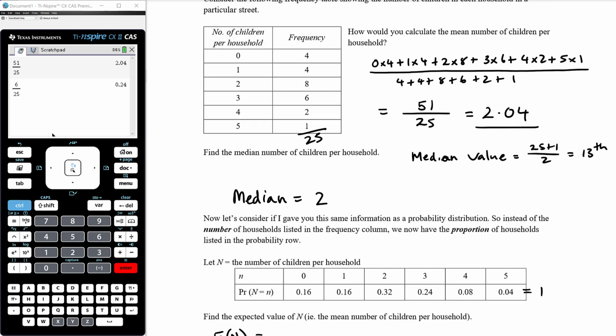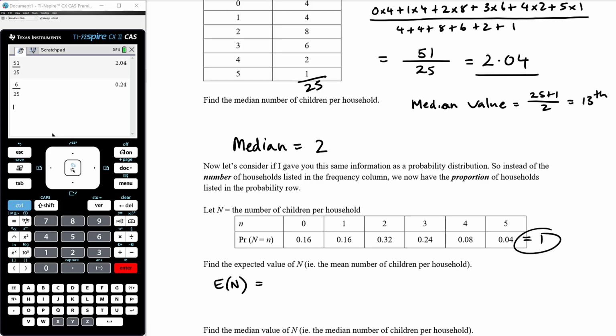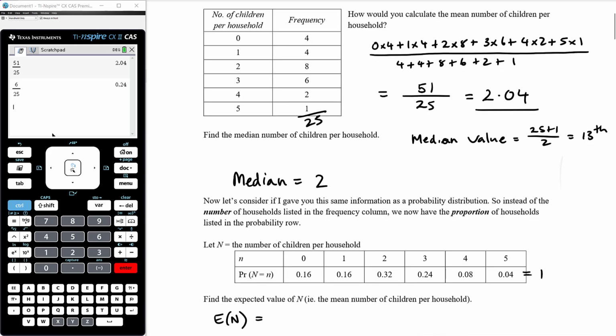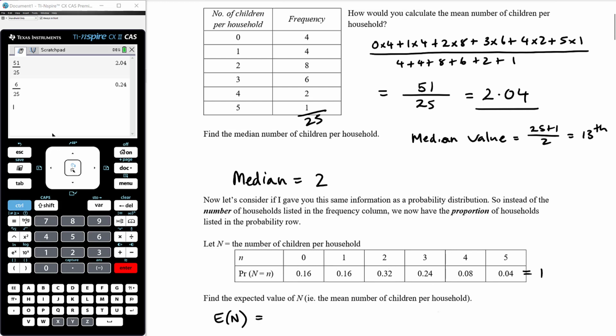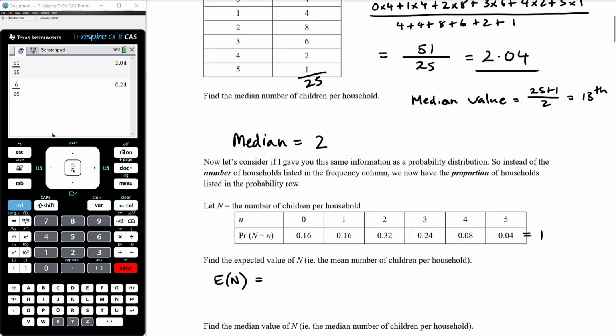And up here when we found the mean, we did frequency times number of children per household, frequency times number of children per household, and added all of those up, and then we divided by the total frequency. Now in this instance, the total frequency is 1. So we actually don't need that step at all because we're just dividing by 1. That's because we've already divided everything by 25. We divided the frequencies by 25. So we've just done the dividing by 25 at a different point when we use a probability distribution.